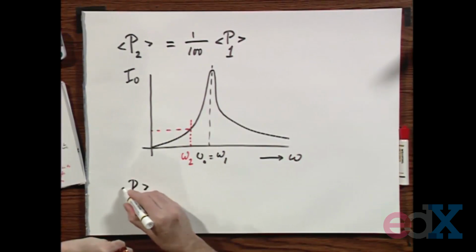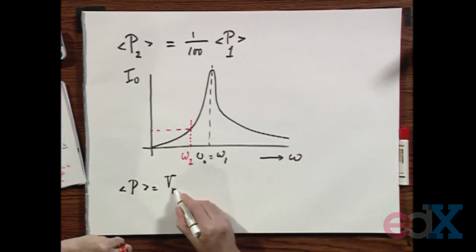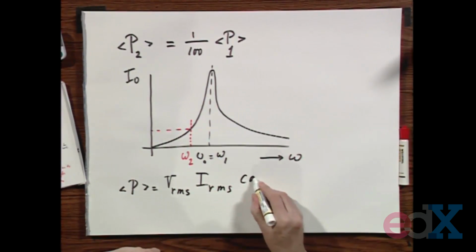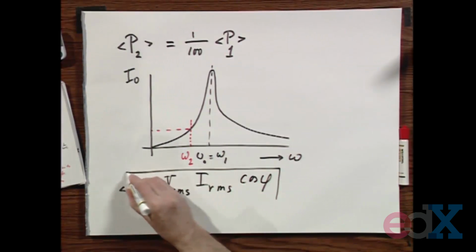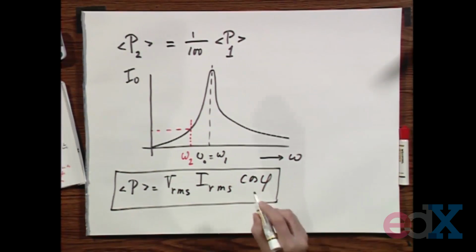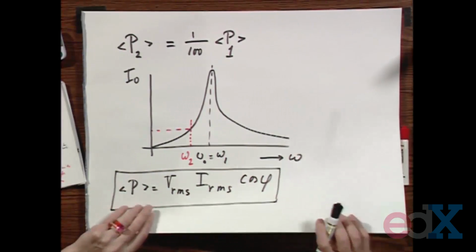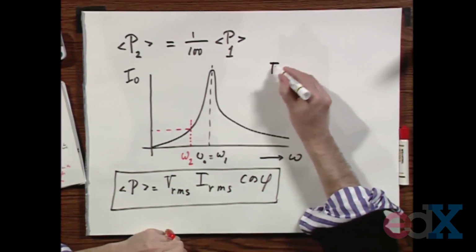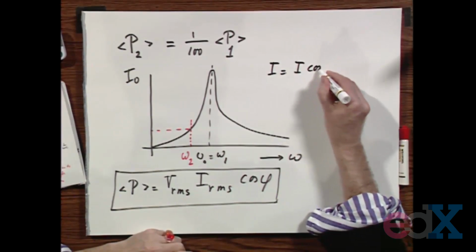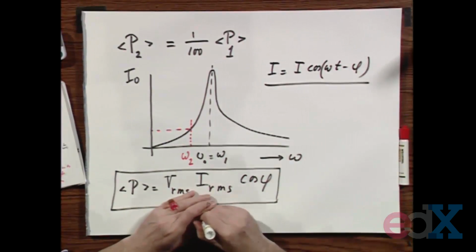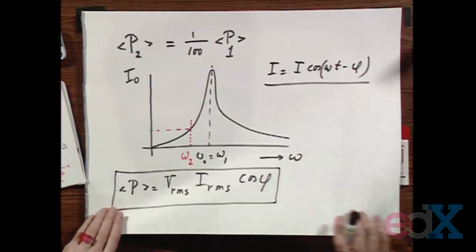What is mean power in general? Well, it is the VRMS coming in through the antenna times the IRMS driven in the circuit times the cosine of phi. This is the general equation for power delivered to that resistance R, and you have seen this before. The current that is going to flow in the system equals I cosine omega t minus phi. This is something you have seen before. It is only to refresh your memory.